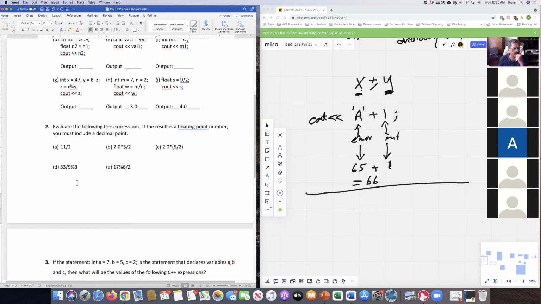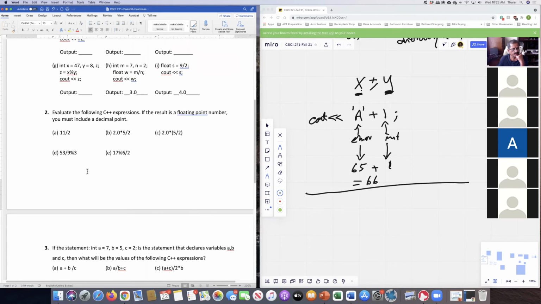Okay, part D. I have a question about the percentage sign. It's dividing, right? Is that what it means? It's called modulus, and it means the remainder of dividing. So I have a division, a slash, then I have a modulus. Would that be infinite because you can't divide by 0? I'm not dividing by 0.